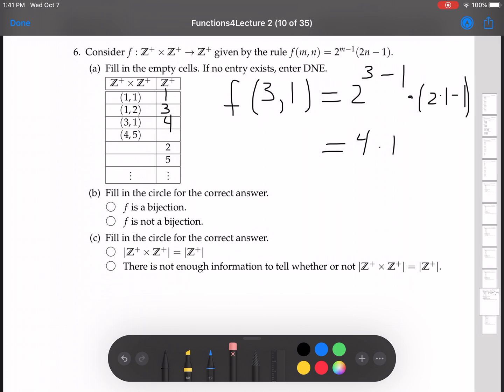Let's see, (4, 5). That's probably going to be pretty big, huh? Let's see what we got. 5 times 2 is 10. 10 minus 1, so yeah, I'm doing this part first. 10 minus 1 is 9. 2 cubed over here is 8. So we get 72.